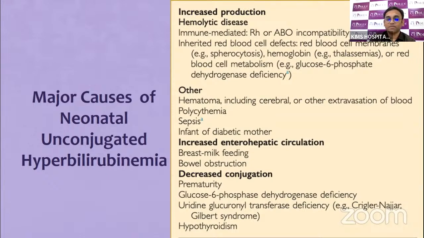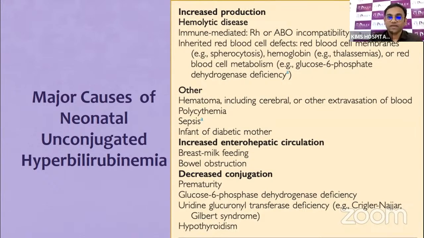In the case of sepsis, there are multiple mechanisms, and there may be an increase in enterohepatic circulation because of breast milk feeding, or intestinal atresia. In the case of prematurity, multiple factors are present, and there is decreased conjugation because of immature enzymes and because of genetic defects in the UDP glucuronosyltransferase enzyme, like Crigler-Najjar syndrome types 1 and 2 and Gilbert syndrome.